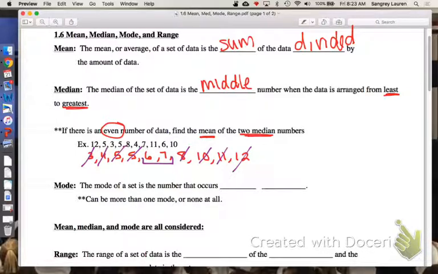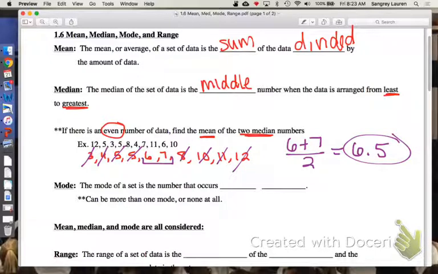Now 6 and 7 might seem like a simple example, but sometimes the numbers are a little bigger and it might be hard to see what the middle of those two values would be. So something that will always work is we take the mean, which means we add those two numbers and divide by 2 because there are two values. So this will give us 6.5, which is our median.